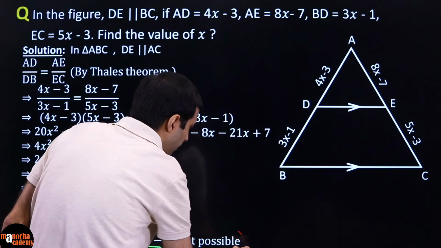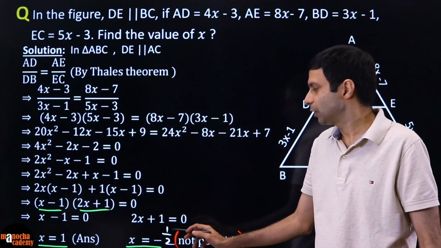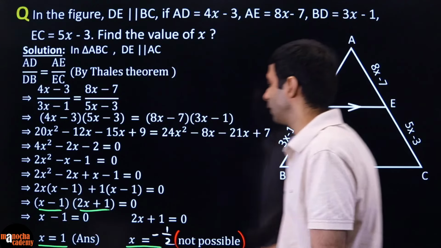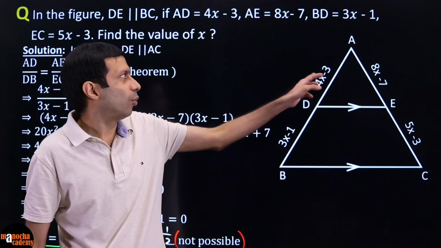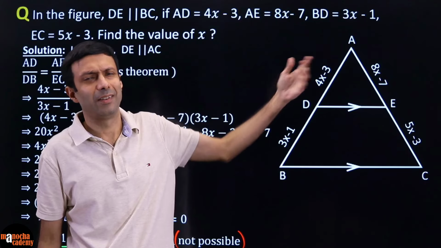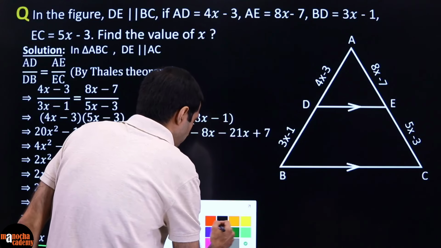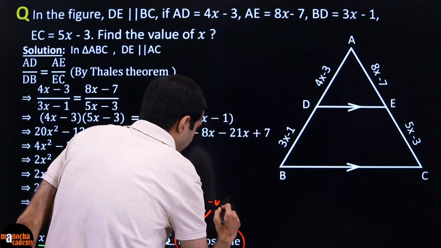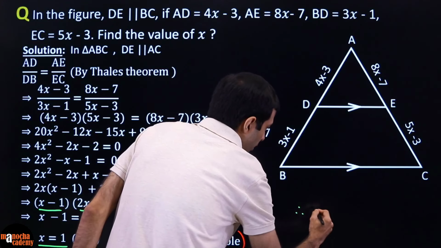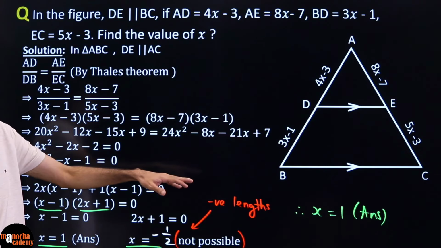Now why do we say minus half is not possible? Can you have two answers for x? But minus half is not possible. Why? Because if you substitute minus half, what will you get? 4 times minus half is minus 2, minus 3. So we are getting a length of minus 5. That doesn't make sense, and same for the other cases. This is not possible because this will give us negative lengths. So the only answer possible, therefore, is x equal to 1. That's the only answer which is possible here.